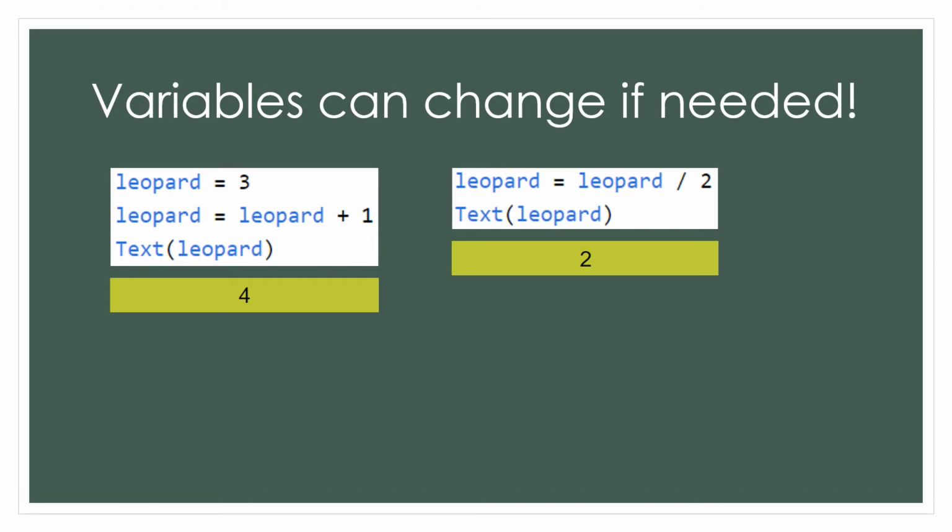So here we show leopard equals 3. Maybe we decide later to increase leopard by 1, so we use leopard equals leopard plus 1. This changes the leopard variable from 3 to 4. From there, we might decide to divide leopard by 2, so we use leopard equals leopard divided by 2, and now it equals 2. Variables can be changed as many times as needed, and as we start writing longer pieces of code, you will see how useful this can be.